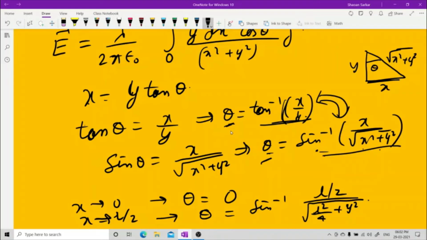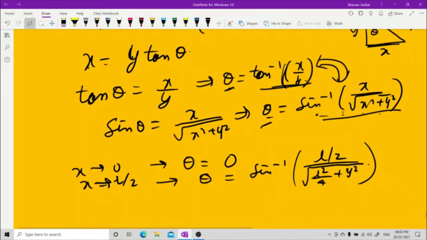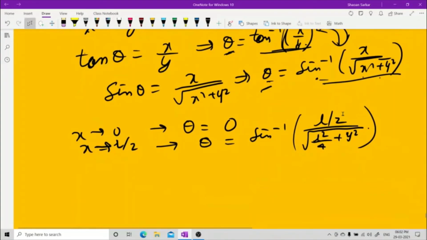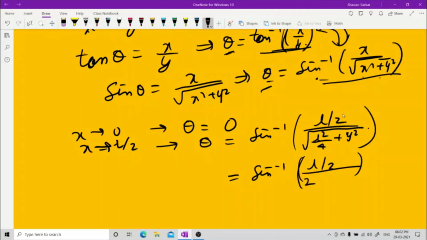So if you solve this expression again, take 4 as LCM. Then you have this as sine inverse L by 2, and then you have 1 by 2 outside, under root L square plus 4y square.